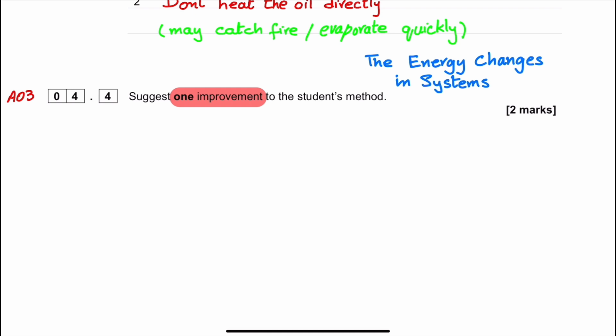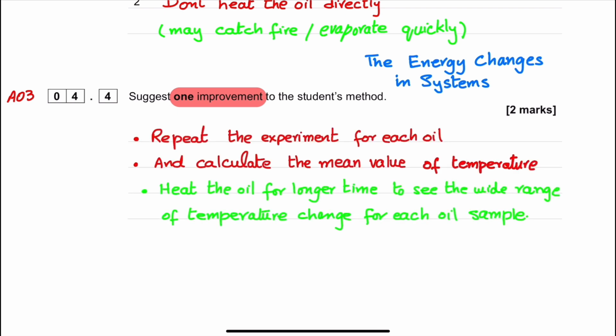4.4 is an AO3 question, so just one improvement to the student's method. This question is from the topic of the energy changes in the systems. The student needs to repeat the experiment for each oil 3 times and calculate the mean value of the rise in temperature. Let's see the model answer. Repeat the experiment for each oil and calculate the mean value of the temperature for each oil. Heat the oil for a longer time to see a wider range of the temperature change for each oil sample.